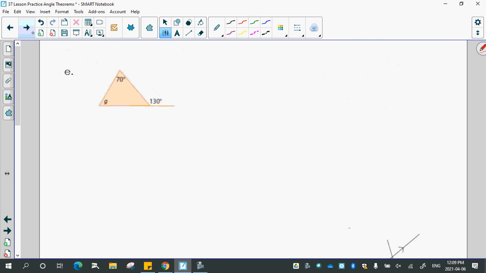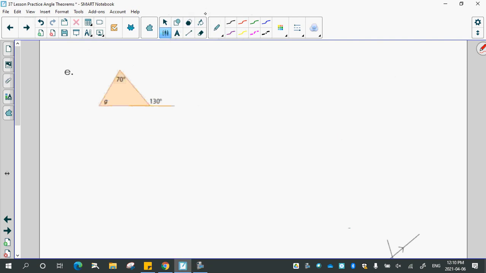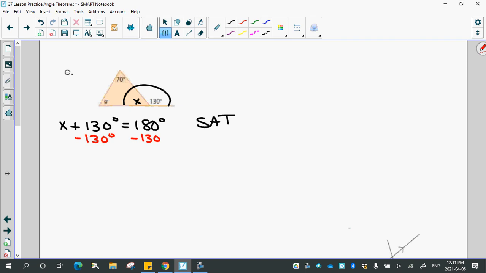Next question. You want to get little g there, so I'll give you a minute. Okay, so I see lots of people adding this angle in here. Okay, that's good. Don't call it G. So X plus 130 degrees is equal to 180 because they're supplementary angles, so SAT. And we end up getting X is equal to 50 degrees.